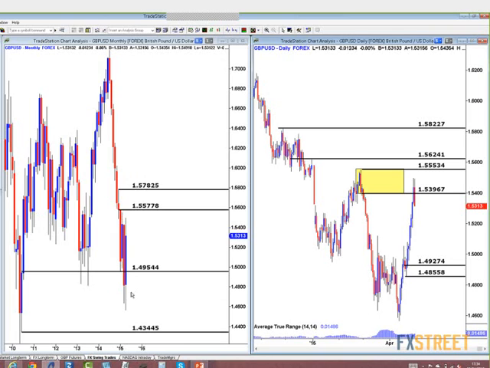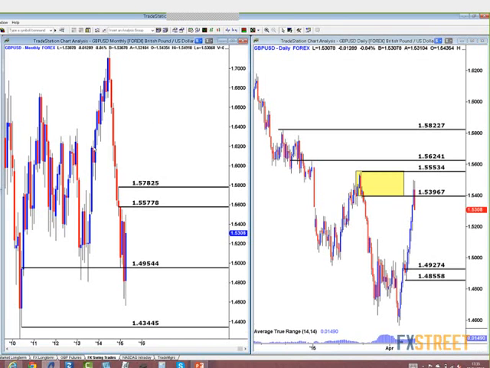Really wouldn't surprise me because, at the end of the day, there's overhead supply on the monthlies, demand just below, probably going to see a lot more ranging. Okay. Let's whiz over to gold and oil as well.